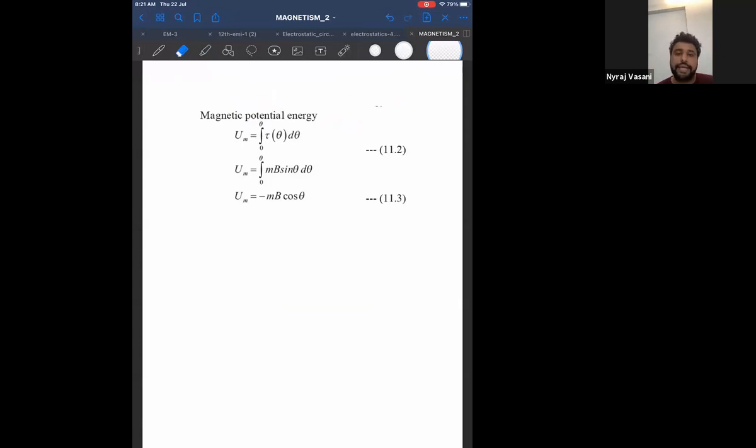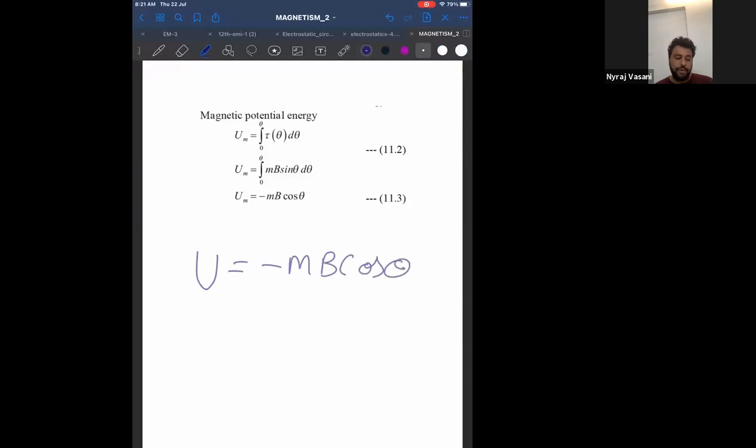Now MB sine theta, if I integrate, MB is a constant. What is integration of sine theta? Can I say integration of sine theta is minus cos theta? Correct? Think about it. Integration of sine theta is minus cos theta. Therefore, can I say magnetic potential energy U is equal to minus MB cos theta?